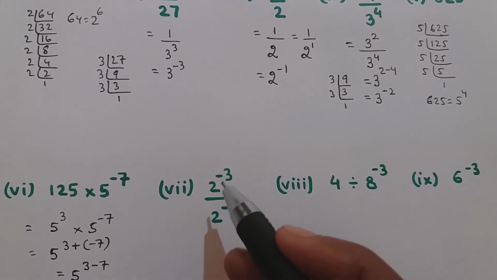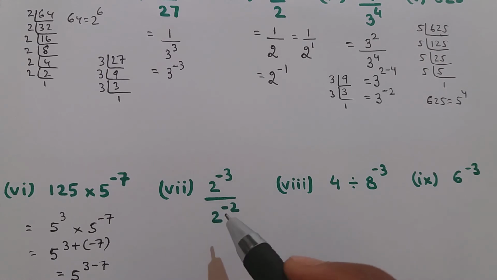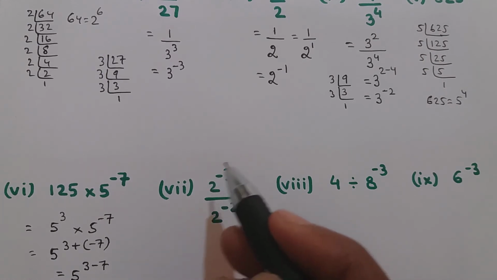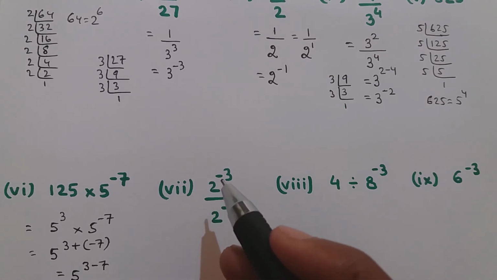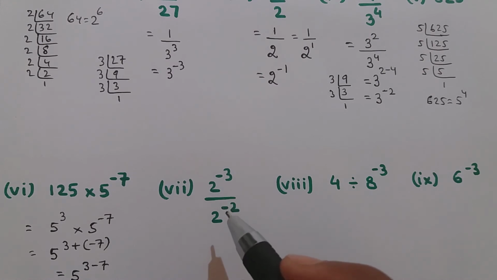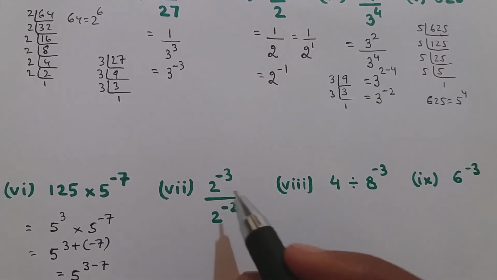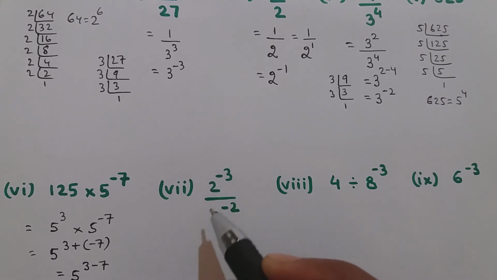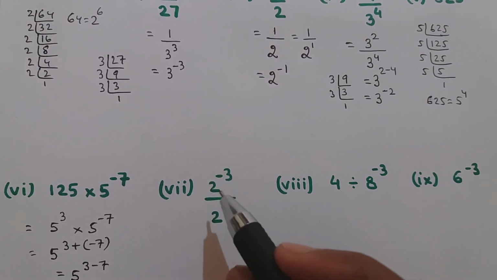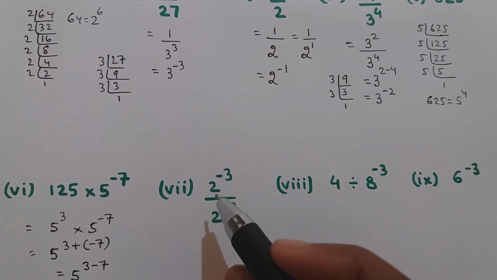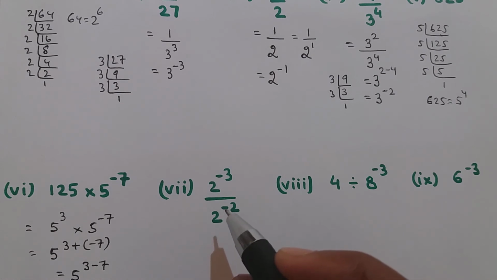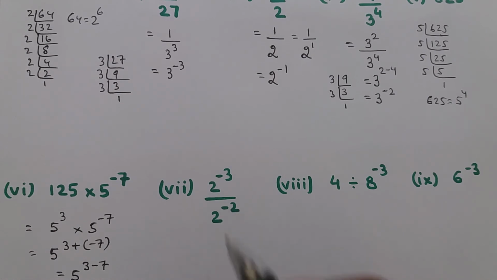So this means 2 raised to the power minus 3 divided by 2 raised to the power minus 2. Here I have two expressions in power form which are getting divided. 2 raised to the power minus 3 is getting divided by 2 raised to the power minus 2. Now I have two expressions in power form which are getting divided, and the bases of both the expressions are same. 2 raised to the power minus 3, here the base is 2. 2 raised to the power minus 2, here the base is also 2. So both the expressions which are getting divided have the same base 2.